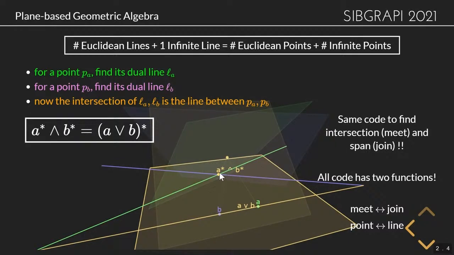Again, keep in mind that this duality relation only exists because we add these elements at infinity, right? If we don't add these elements at infinity, then there's not as many lines as there are points, and you can't make this one-to-one mapping.